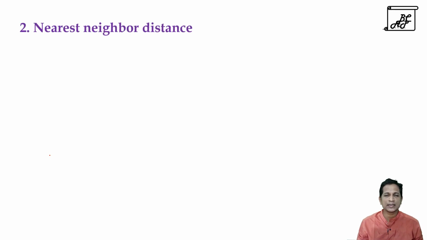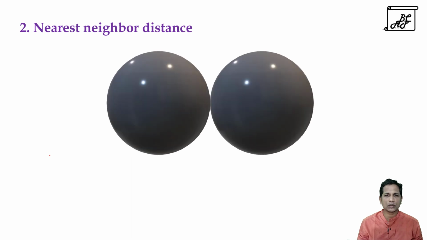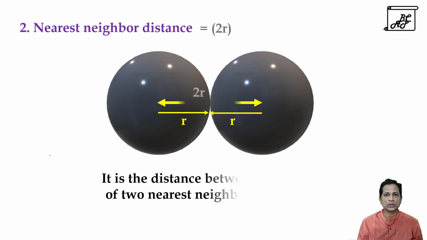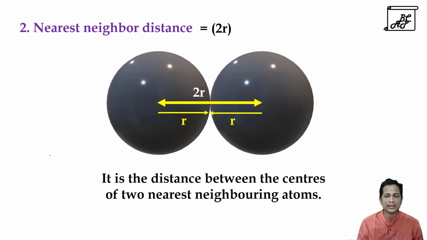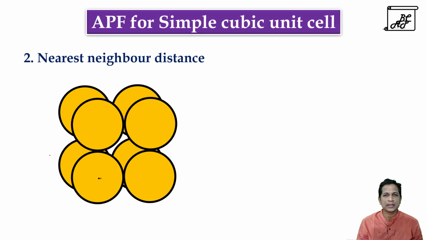Let's understand nearest neighbor distance. Suppose these are the 2 spheres which are touching each other with radius r. The distance between the center of 2 atoms is 2r. It is called as nearest neighbor distance. In case of simple cubic lattice, nearest neighbor distance is calculated as 2r. With the help of this figure, we can easily understand.